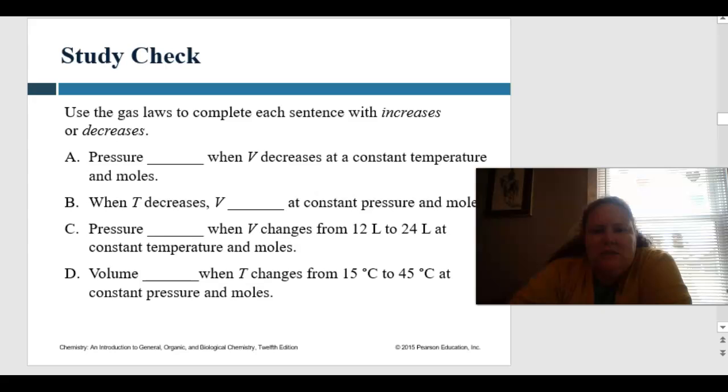So let's apply that again. Use the gas laws to complete each sentence with increases or decreases. Okay, pause me and come back.